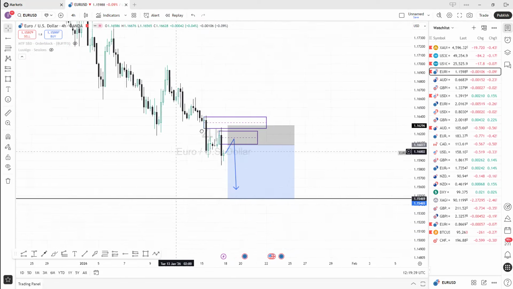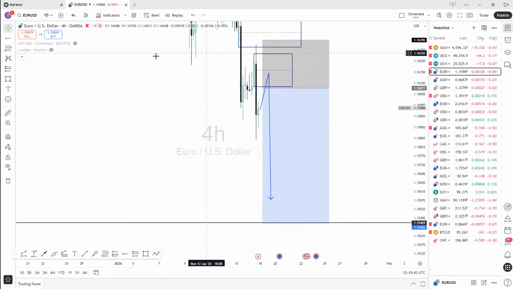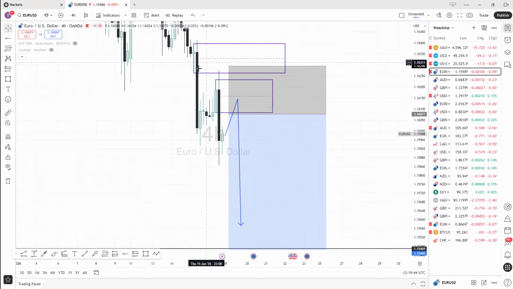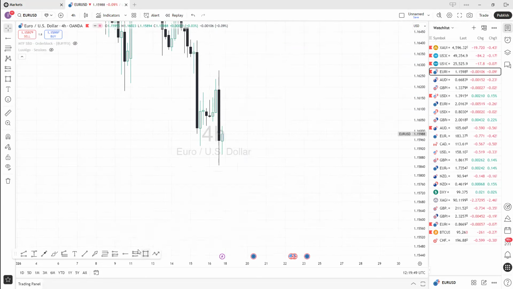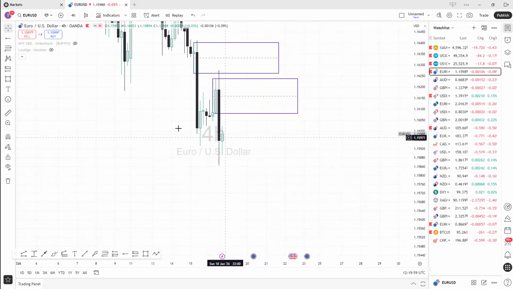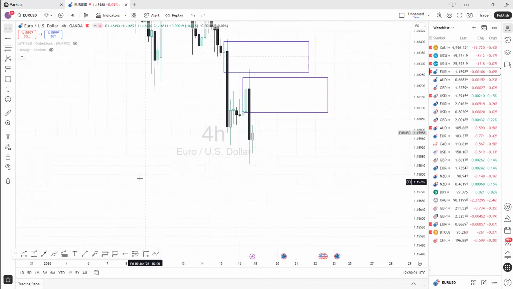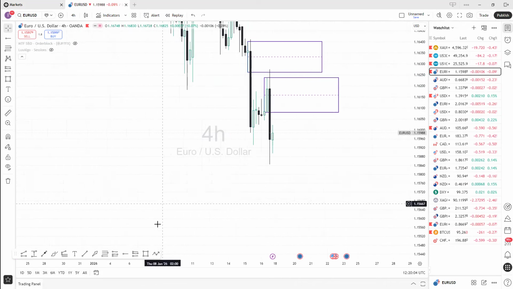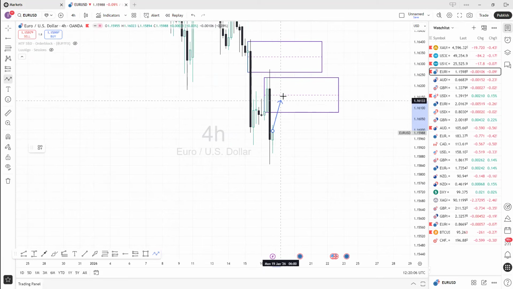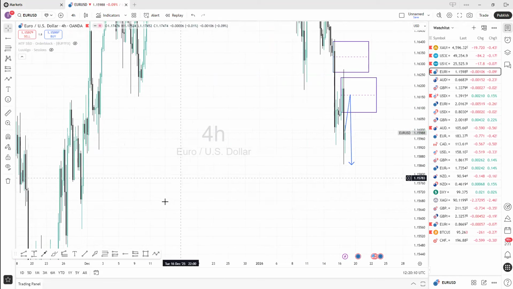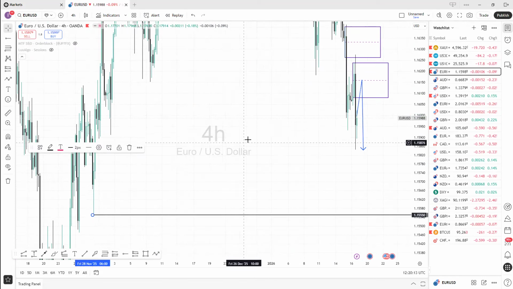Euro USD also we have that setup. We have supply. You can see our supply zone. Last week previous supply mitigated, and then it created another supply. We call it breaker order block. So for next week you're supposed to wait for confirmation over here, and then you can pick a sell. You can pick a sell, and we can target this liquidity here.